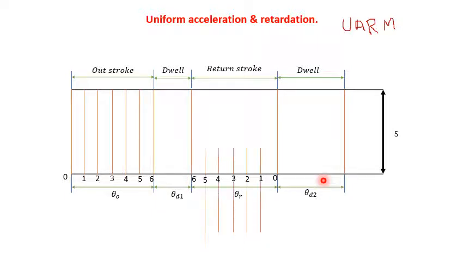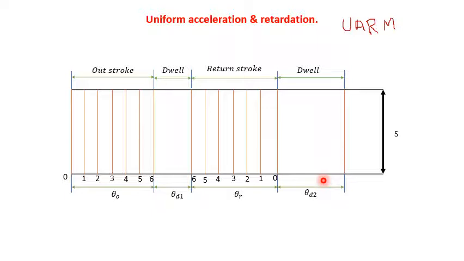Similarly for return stroke also, from each number we have to draw the vertical lines. So till here the procedure is the same for all types of follower motion. So next, especially for this UARM, we have to identify the middle line.